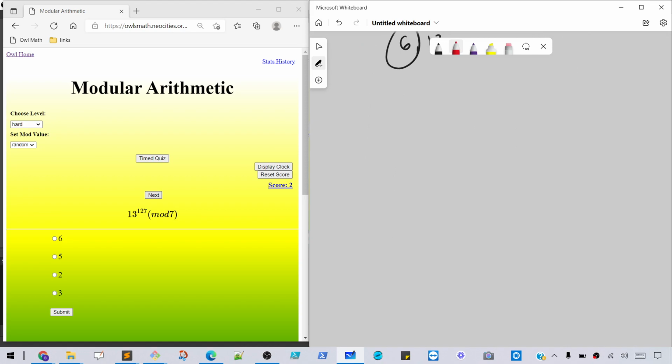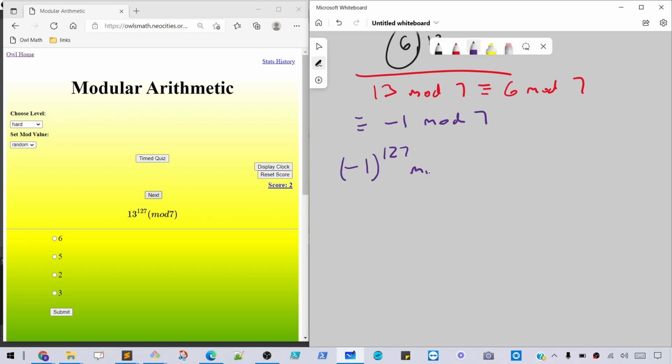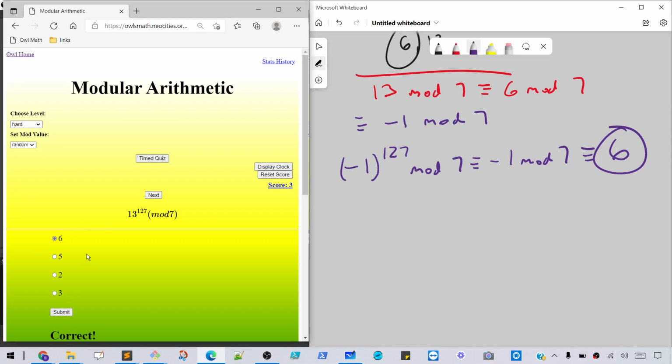Last one, I think. So 13 to the 127 mod 7. Notice that 13 mod 7 is congruent to 6 mod 7. But that brings us back to where we just were, where it's actually equivalent to -1 mod 7. So -1 to the 127, but that's an odd power again. So we end up with -1 mod 7, which is congruent to 6. That should be our final answer. Got it.